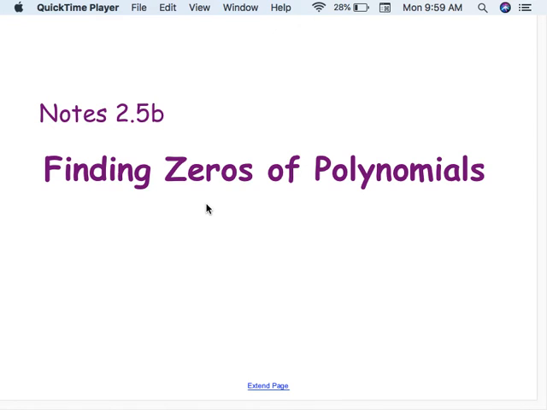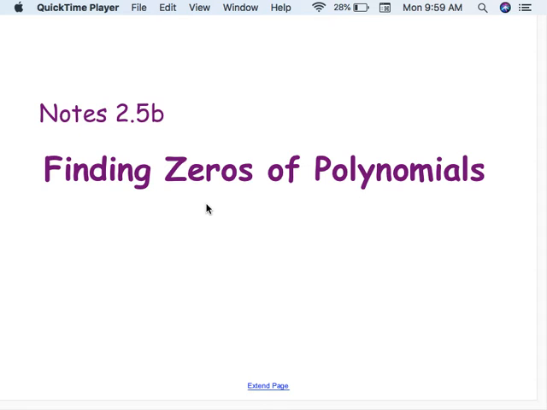25B notes. And we're going to use some of that information that we talked about Friday before the quiz. So if you'll just flip back real quick and look at your Friday notes, we talked about the linear factorization theorem that said a polynomial would have the same number of zeros as its degree, and would therefore have that many linear factors. So if it's an nth degree polynomial, it has n zeros and n linear factors.